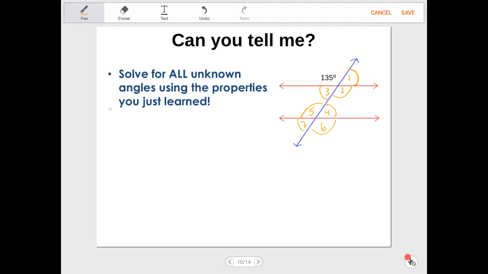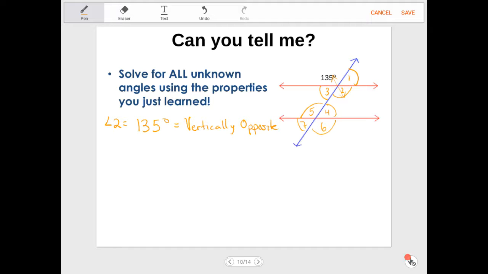I'm going to start with angle 2. I know that angle 2 is also 135 degrees. Why do I know that? Well, there was a piece of terminology that we learned. They're kind of up and down, or exactly opposite from each other. So it's 135 degrees, and the rule is the vertically opposite rule. Done.